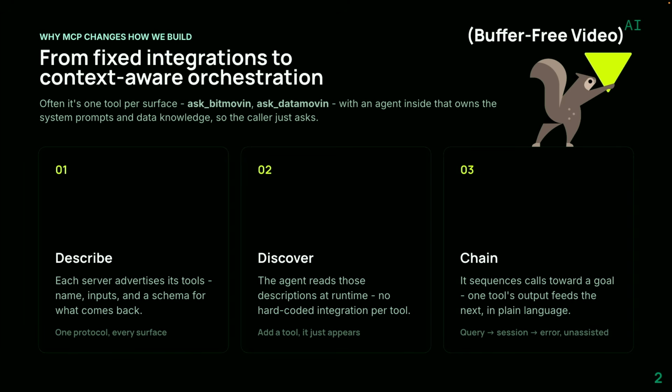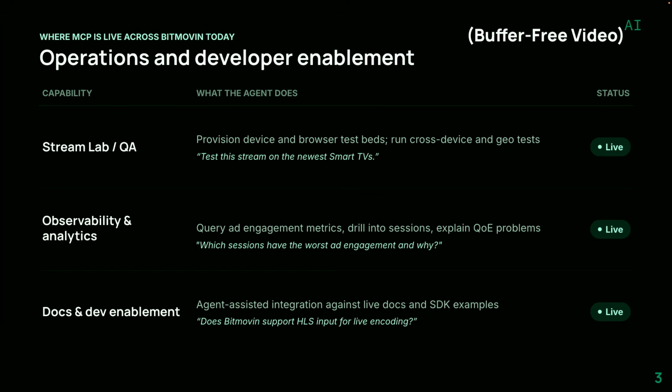Chain. Then it sequences those calls towards a goal. So one tool's output becomes another tool's input. Ask which session had the error, and it'll query your observability tools, pull the session, fetch the error, and all of that is unassisted. So let me show you where it's running.